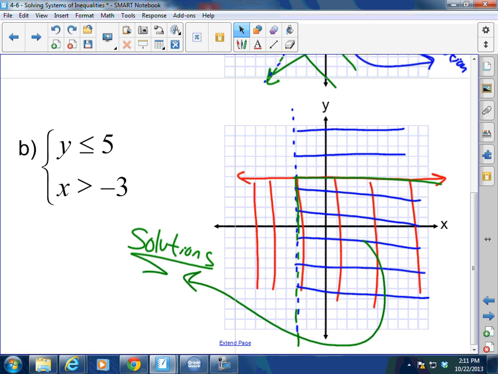Sir, the solutions on the x line? Oh, on the actual x, that will not be a solution. Correct, sir. Negative 3 will never be part of the solution set because it's greater than negative 3. Thank you, sir. Thank you.